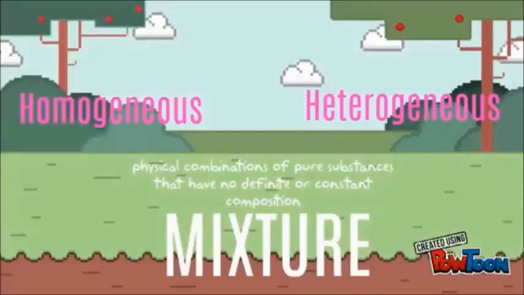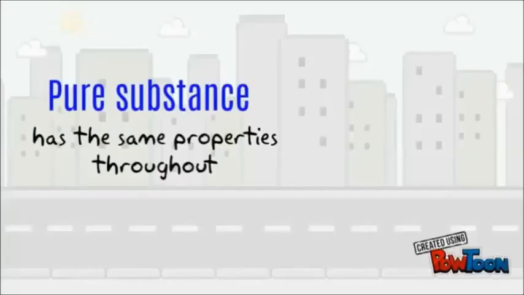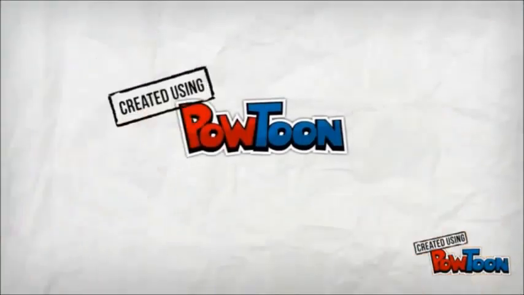So in a nutshell, the difference between pure substances and mixtures is that pure substances have the same composition and properties all throughout, while a mixture is the combination of two or more pure substances where each substance retains its own identity.